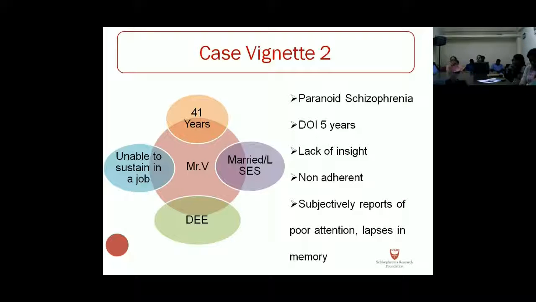His recent job loss was because the employers felt he was very slow at his work, and hence he lost his job. He had shifted around 5 to 6 jobs. He was not able to sustain in any job. He also subjectively reported poor attention and lapses in memory.